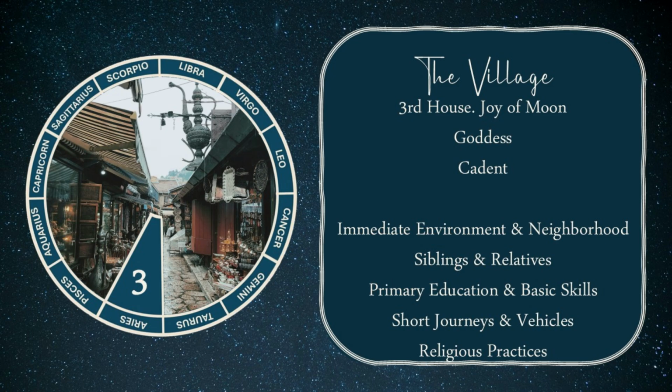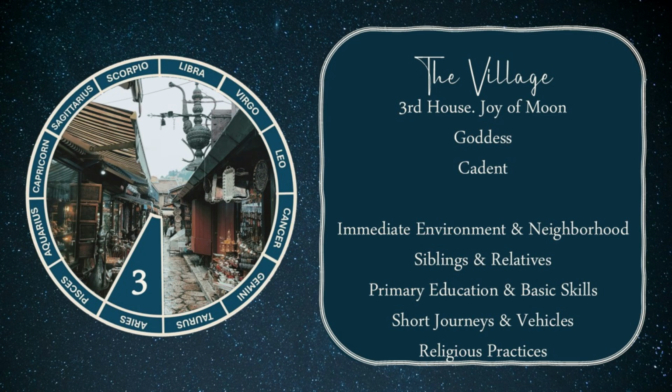Our siblings, as well as any sibling-like relationships, can be found in the third, as do females and feminism, due to the third being the joy of the moon, which is a female deity. Learning, especially as a formation of basic practical knowledge like speech, writing, or motor skills, belongs to the third, as do any cognitive disabilities that prevent it.